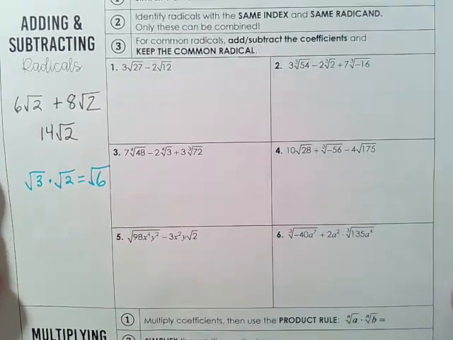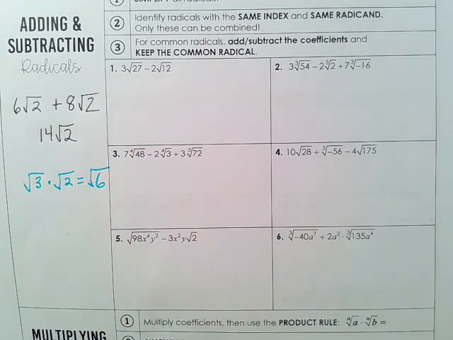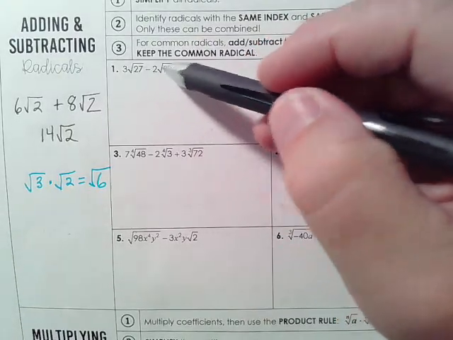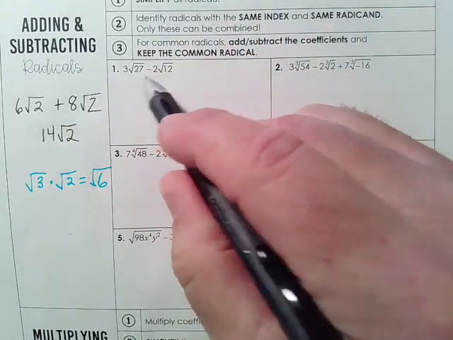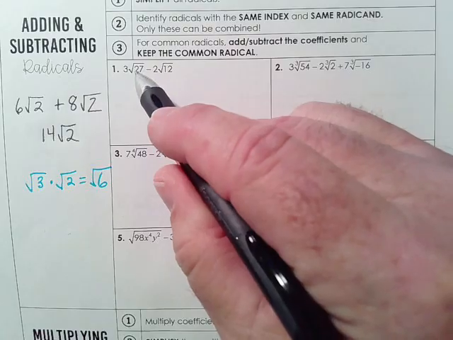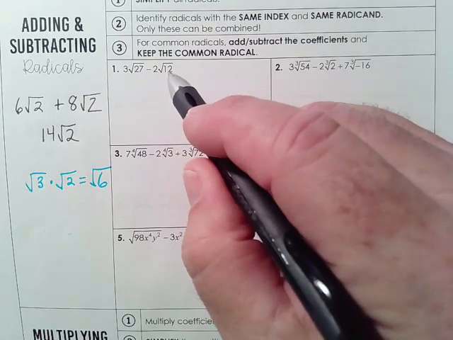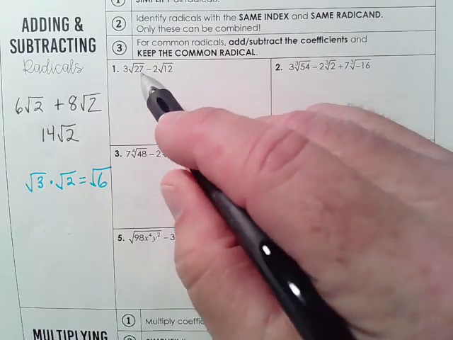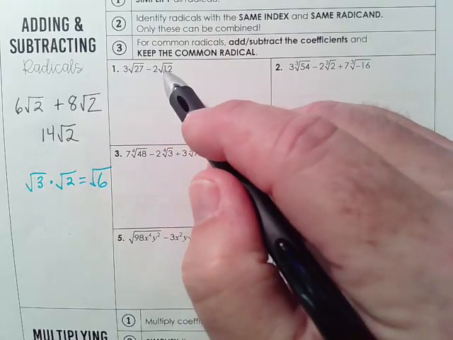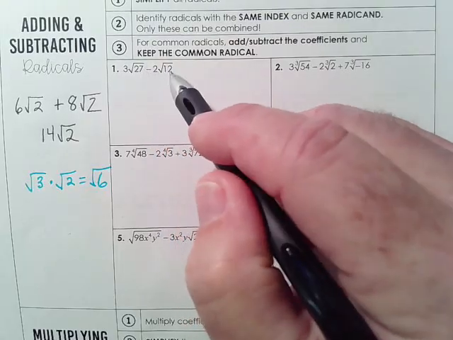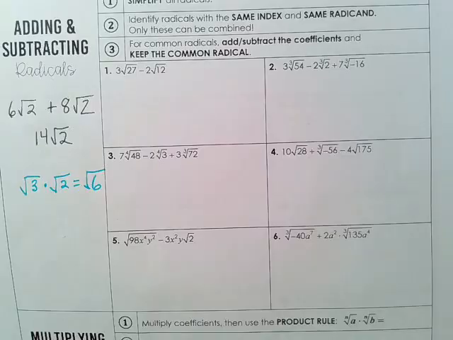So look at number 1. Notice, we can't subtract these because even though they're both square roots, they don't match. They have to have the same kind of radical, and they have to have the same number underneath.